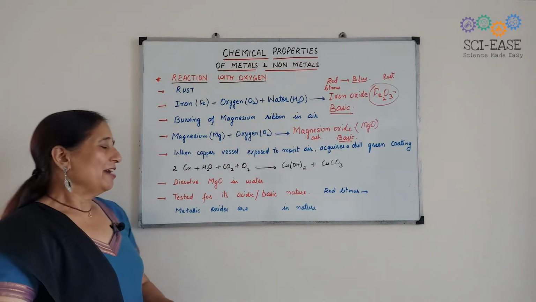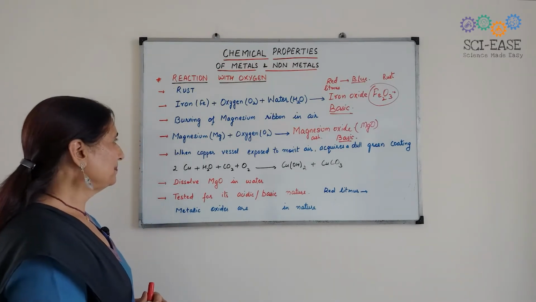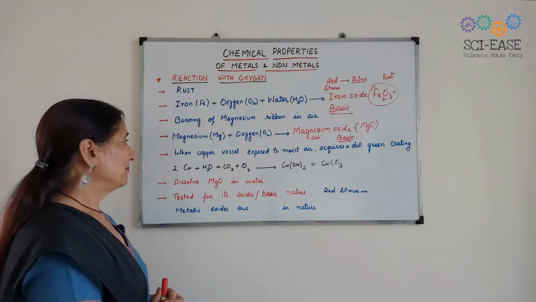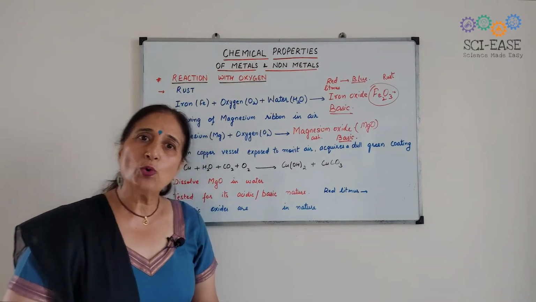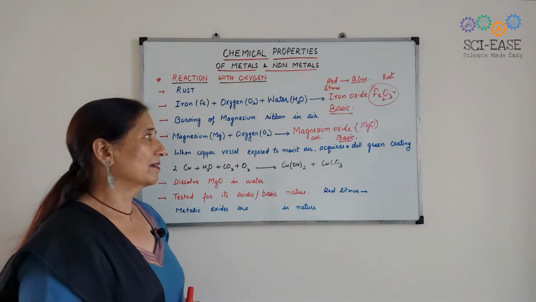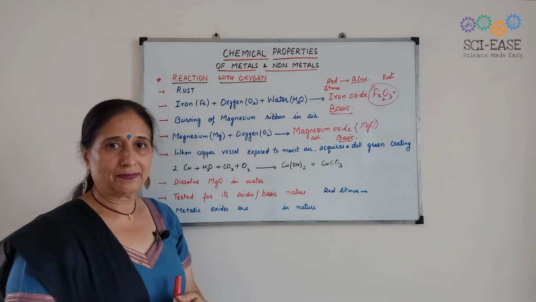Now I will take some other example also. You must have seen that when copper vessels are exposed to moist air, they acquire a dull green coating.